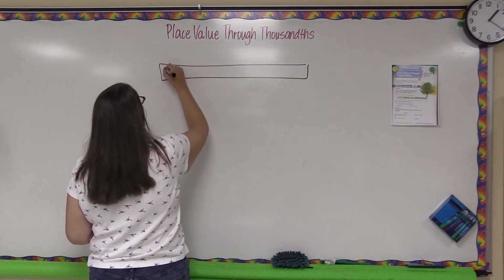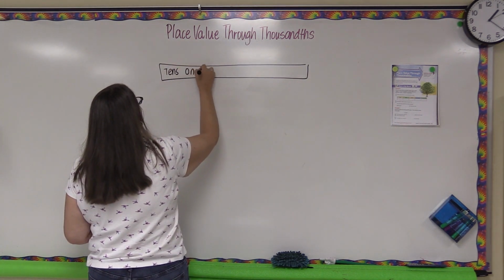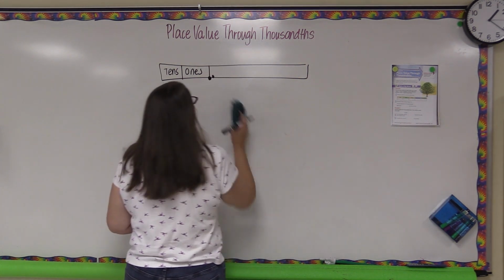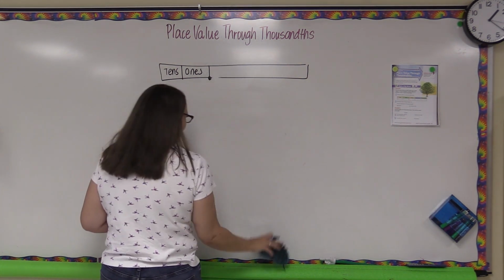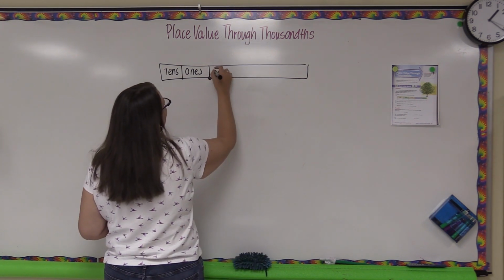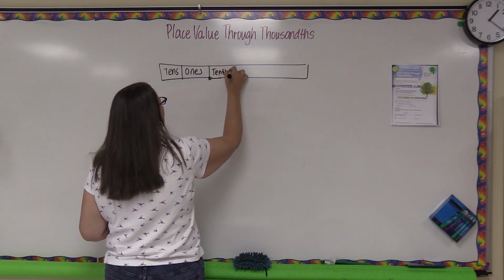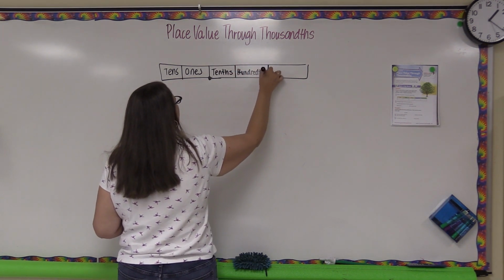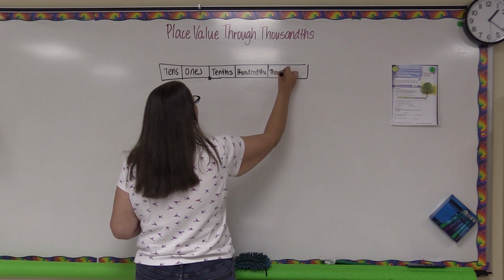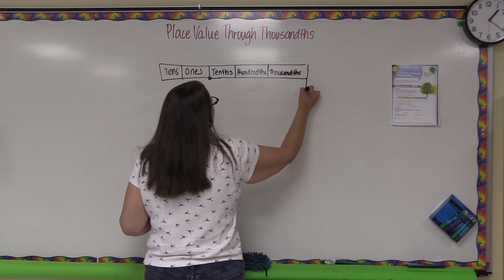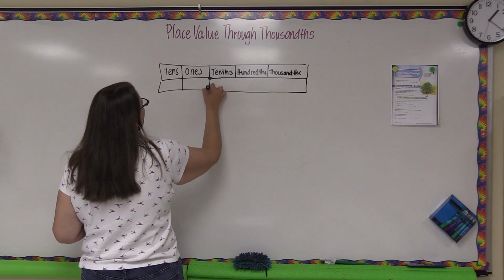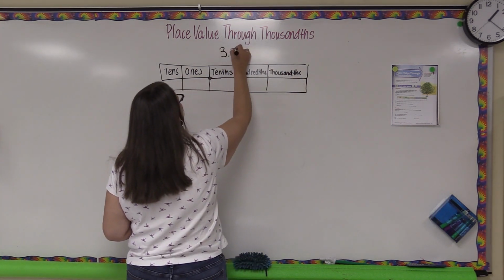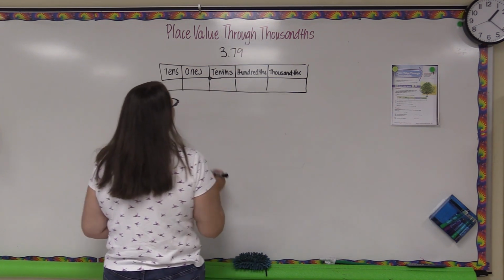We have tens, ones, then we have our decimal right here. Got a little excited, put it in the wrong spot. Hold on a sec while I fix that. Then we have tenths, hundredths, and thousandths. So our number needs to be here. So from the original math problem, it is 3.79 liters. So let's fill it into our place value chart.